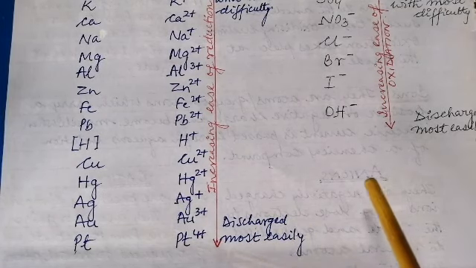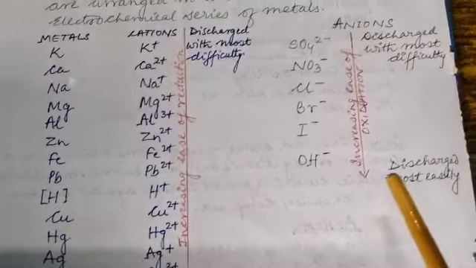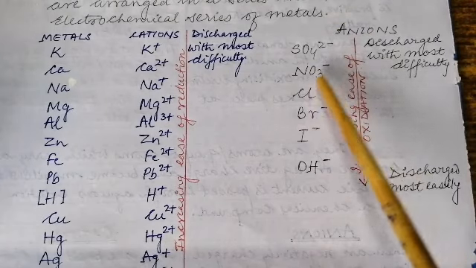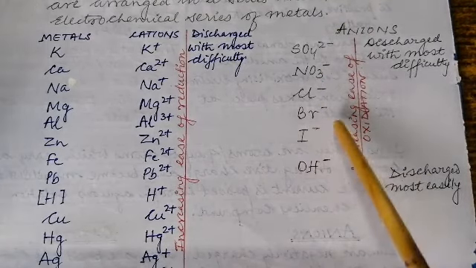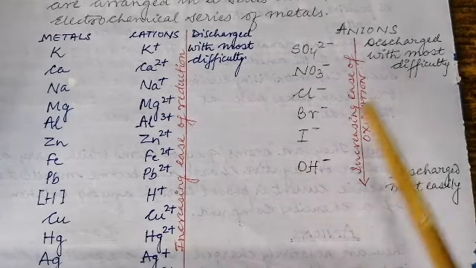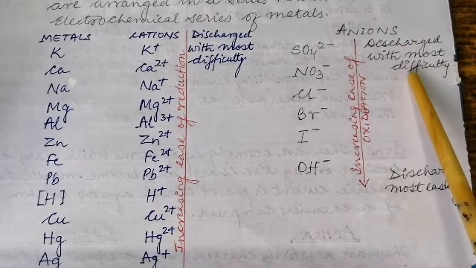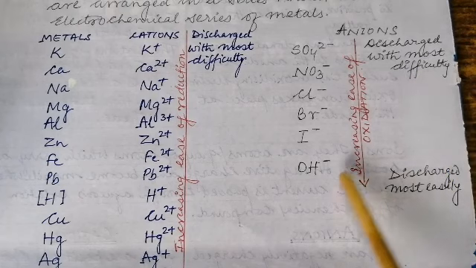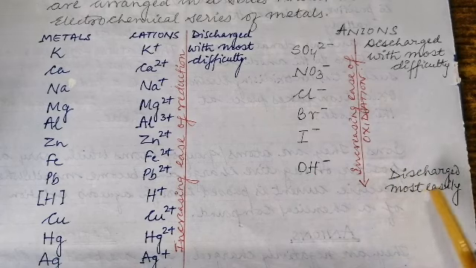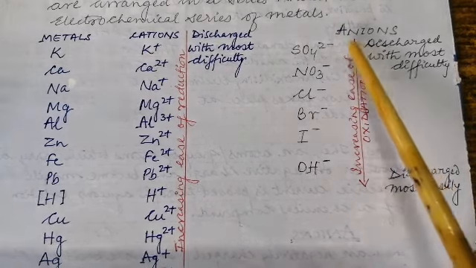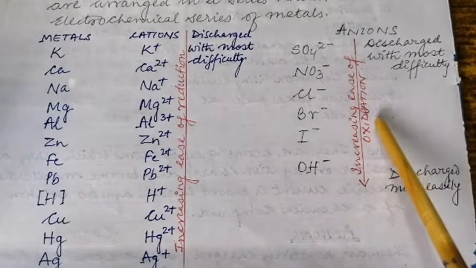Now let us take a quick look at anions. For instance, at the top you'll find sulfate ions, then nitrate, chloride, bromide, iodide, and hydroxide. The ones at the top, for instance the sulfate, get discharged with most difficulty. It is not easy to get discharged. But the one placed right at the bottom, for instance hydroxyl ions, is discharged most easily. So how are they arranged? They are arranged in the order of increasing ease of oxidation.